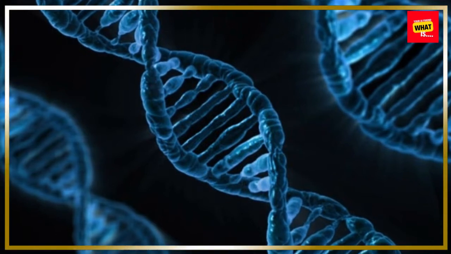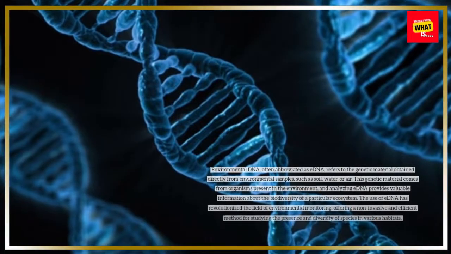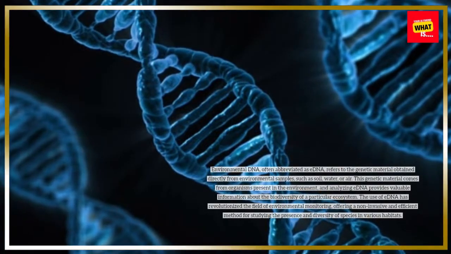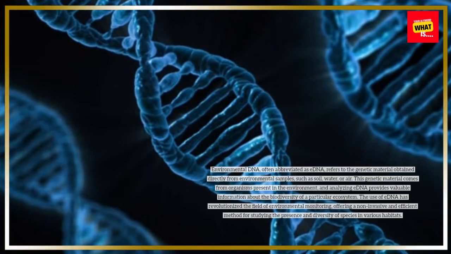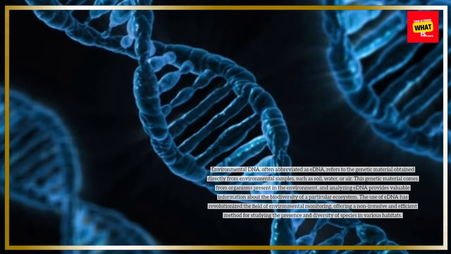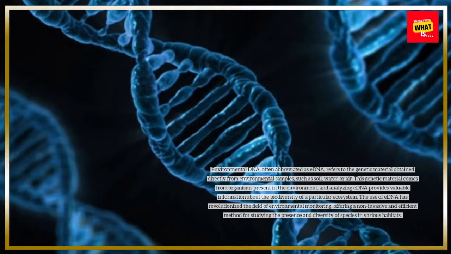Environmental DNA, often abbreviated as eDNA, refers to the genetic material obtained directly from environmental samples, such as soil, water, or air. This genetic material comes from organisms present in the environment, and analyzing eDNA provides valuable information about the biodiversity of a particular ecosystem.